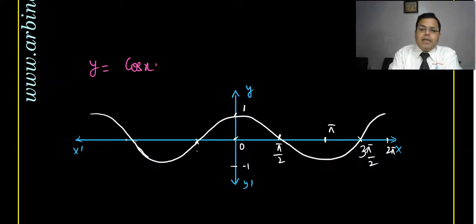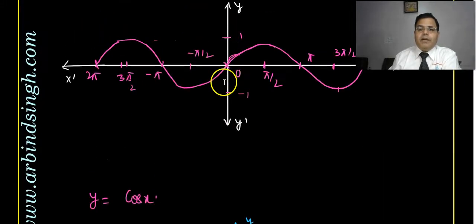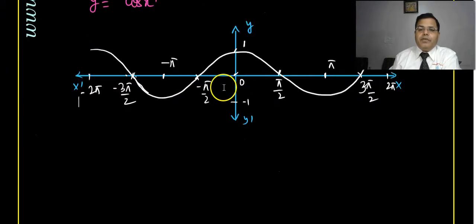Similarly here, this is minus pi by 2, this is minus pi, and here this is minus 3 pi by 2, and this is also minus 2 pi. So this is the graph of cos x. You can plot it like this. If you want to draw a similar table, you can make it your own.